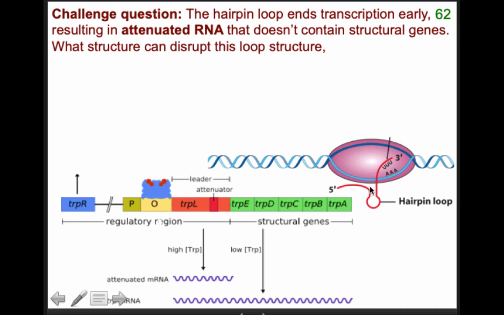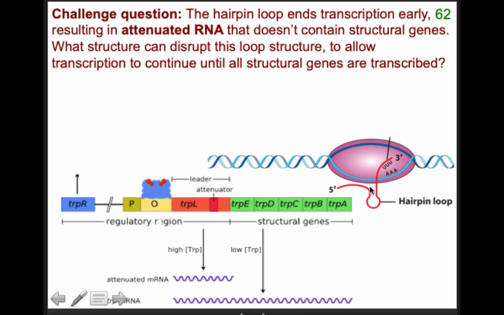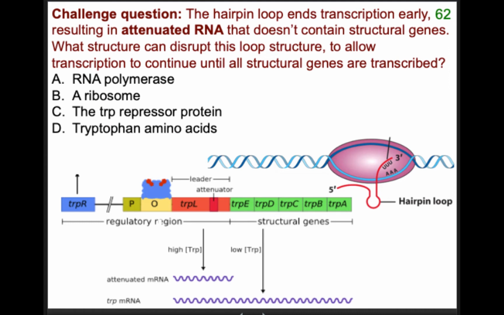So a question for you to think about is, what structure inside the cell can actually force this hairpin loop to open up, so that RNA polymerase can back up and then continue forward and transcribe the rest of the structural genes? So think about it. Which of these four structures can somehow come along and open up this hairpin loop?